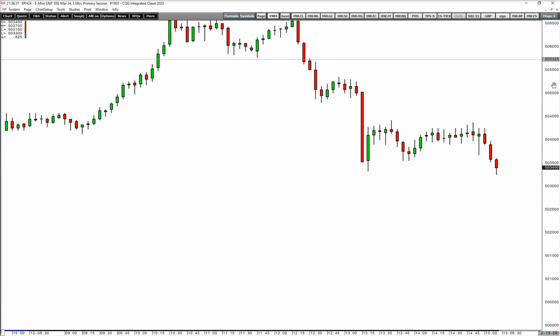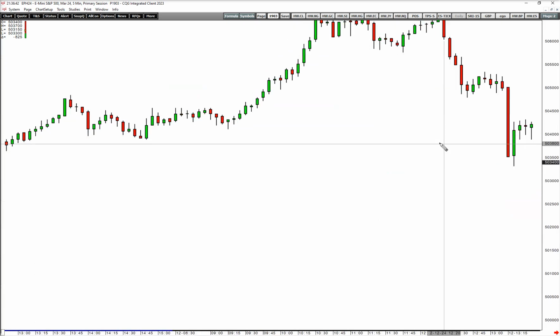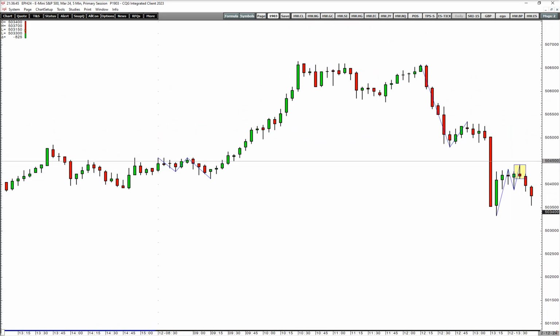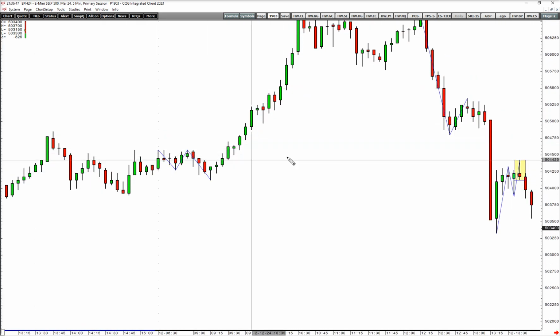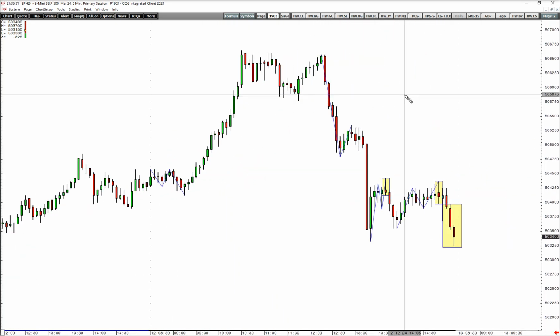So, these patterns are everywhere. Be selective. Just take the best ones. The ones where a significant level is being taken out are obviously better. And just stick with it.